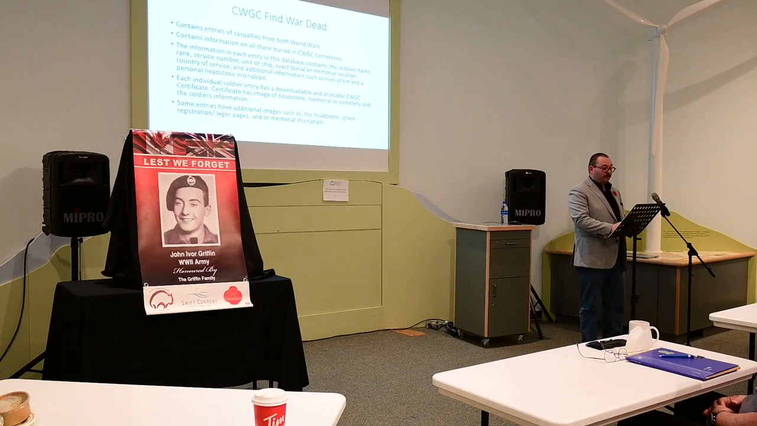It contains entries from both world wars, and it contains the information on all those buried in their cemeteries. The information in each entry of the database includes the soldier's name, rank, service number, unit or ship, the exact burial or memorial location, country of service, and additional information, such as their next of kin, as well as the personal headstone inscription, if one. Some have them, some don't. Each individual soldier entry has a downloadable and printable Commonwealth War Graves Commission certificate that you can print off and frame and put on the wall.